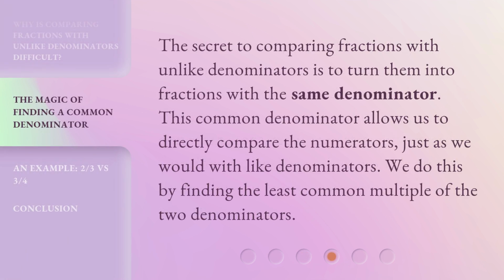The secret to comparing fractions with unlike denominators is to turn them into fractions with the same denominator. This common denominator allows us to directly compare the numerators, just as we would with like denominators. We do this by finding the least common multiple of the two denominators.